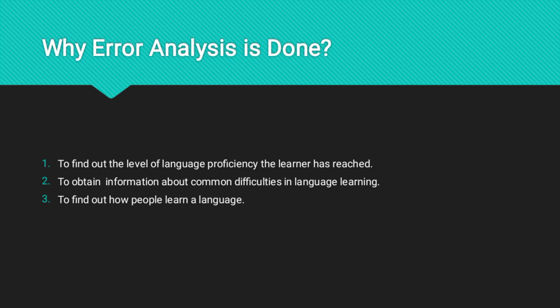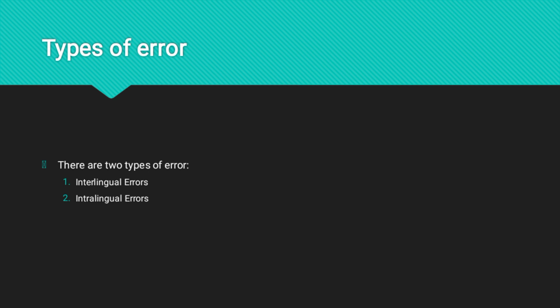Why is error analysis done? One, to find out the level of language proficiency the learner has reached. Two, to obtain information about common difficulties in language learning. Three, to find out how people learn a language.